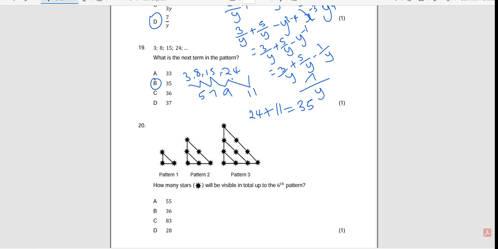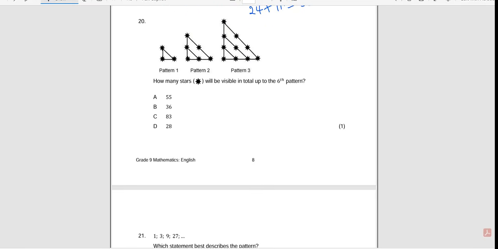Number 20: how many stars will be visible in total up to 6, 10? So let's calculate. Here we have 3 stars. Then we have 6 stars: 1, 2, 3, 4, 5, 6. Then 1, 2, 3, 4, 5, 6, 7, 8, 9, 10. And then here we have 10 stars.